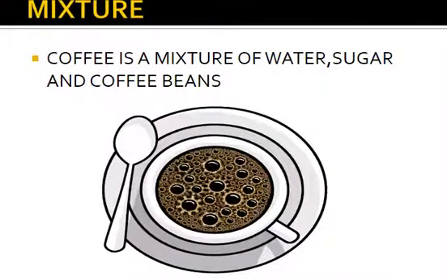Yes, my dear students, you can see here another example of a mixture. What is this other example of a mixture on your book, page 45, my dear students? Yes, what is this? Coffee. Yes, in a coffee cup, you can see here is a coffee cup. So a coffee cup is a mixture of water, sugar and coffee beans. So coffee is another example, a good example of a mixture. You can see here the mixture of water, sugar and coffee beans in the coffee cup. So it is an example of a mixture in your daily life.